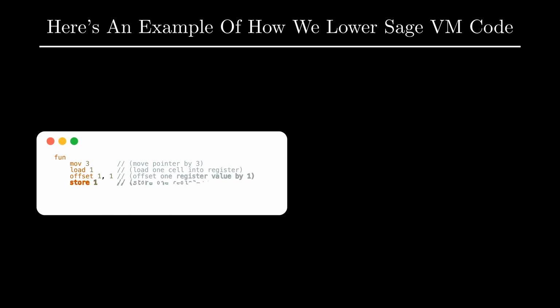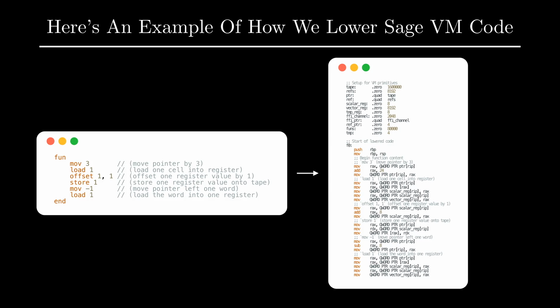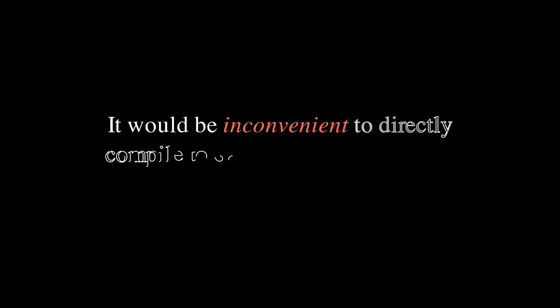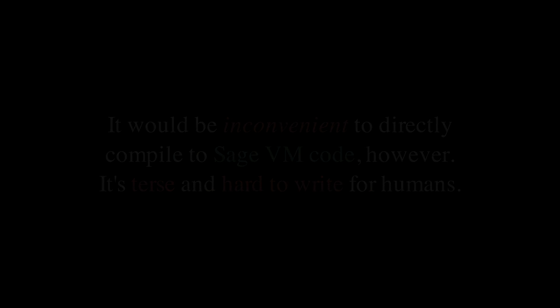Let's look at an example of how we might translate some Sage VM code into a real computer's machine code, the x86-64 instruction set. Here we see two equivalent programs, one in Sage VM code and one in x86-64 assembly. The x86-64 assembly is a bit more verbose, but it's still pretty easy to understand. For each Sage instruction, there are only 3 to 5 corresponding x86-64 instructions. That's not too bad.